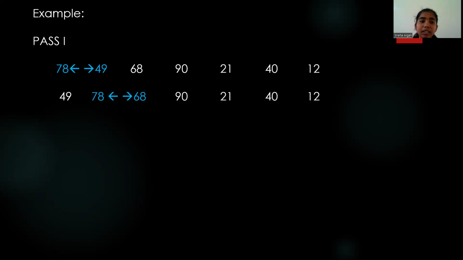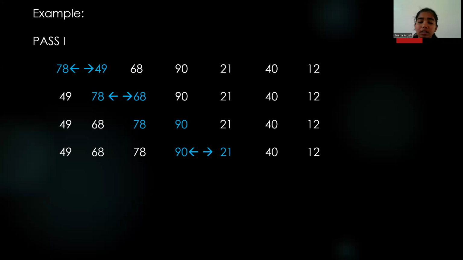Now j gets incremented, that is j becomes 1, and a of 1 is compared with a of 2. Since 78 is greater than 68, again the swapping process takes place. 68 comes to a of j position and 78 goes to a of j plus 1 position. Now j becomes 2 and a of 2 is compared with a of 3. Since 78 is lesser than 90, there will be no change in the array.